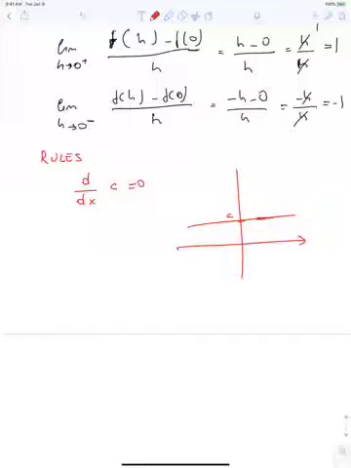The variation in y is, so if you write the slope as the delta y divided by delta x, well, no matter what delta x is, delta y is going to be 0 because it's c minus c. So the derivative is 0.